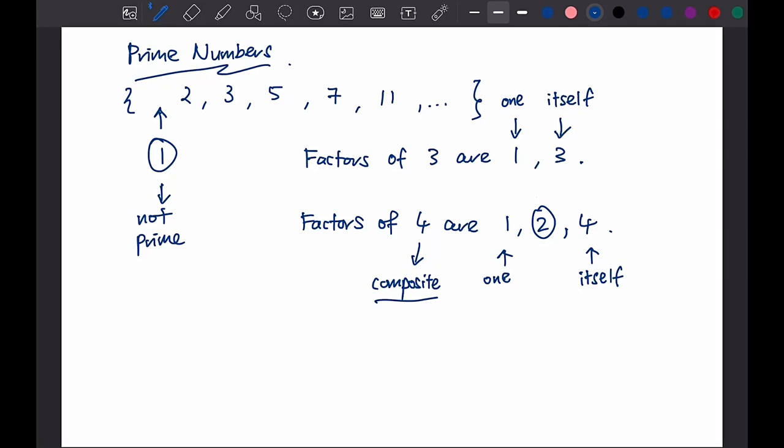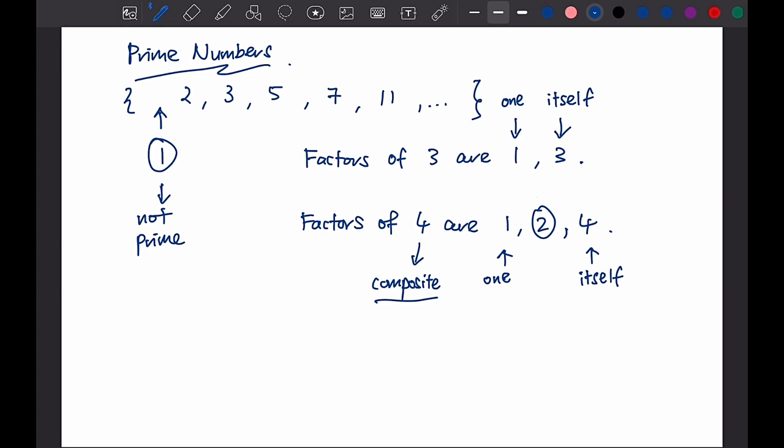So let's start by looking at prime numbers, and we know that prime numbers are numbers which can be divided by 1 and itself. So let's look at this list of example of prime numbers: 2, 3, 5, 7, and 11. Let's take 3 for example. We know that 3 can be divided by 1 and 3, which is itself. So therefore, we consider 3 as a prime number.